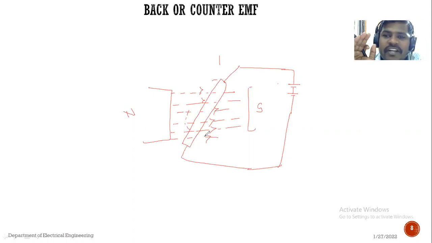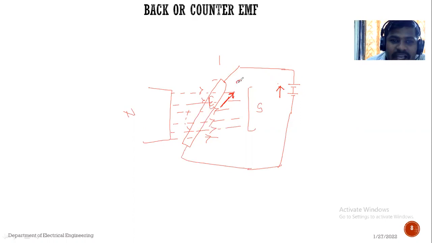there is some induced EMF present, or some EMF will be induced in that conductor. ओके, त्या कंडक्टर मध्ये काहीतरी ईएमएफ इंड्यूस होतो. So this EMF, आता इन केस ऑफ मोटर, हा जो काही इंड्यूस होणारा ईएमएफ असेल, this EMF will act opposite to that of supply voltage. Suppose the supply voltage is in this direction, so the back EMF or induced EMF in the conductor will act opposite to that of supply voltage, right?